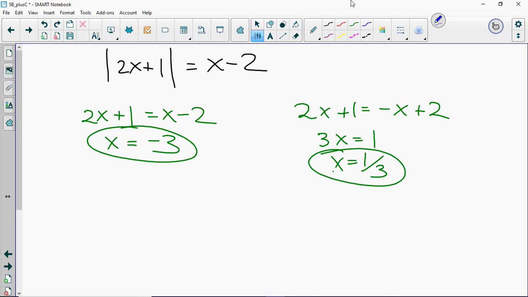Here's one that's even worse. So I split the black equation into the two green ones. I solved each of them. We've got two nice solutions here, negative 3 and 1/3. But check them both. It turns out neither of these solutions works out in the original. This equation has no solution.